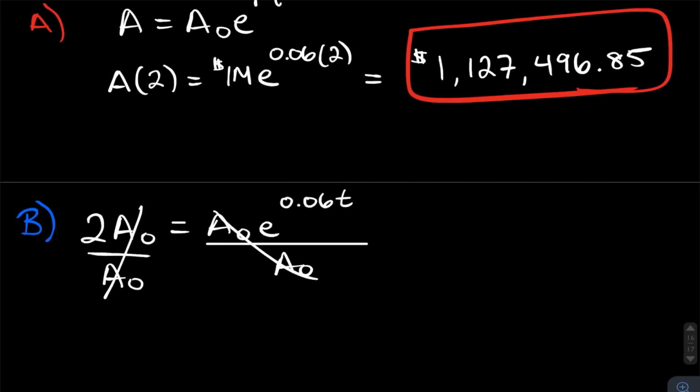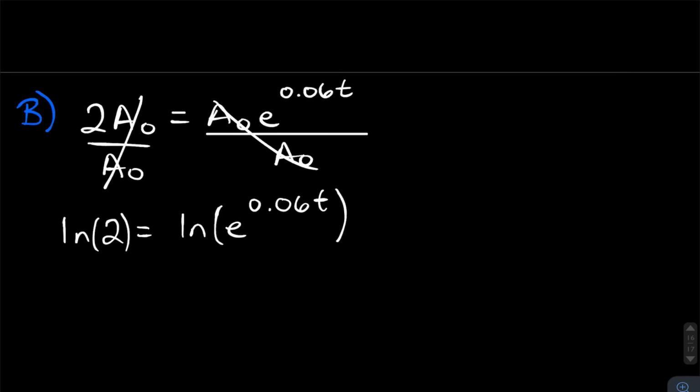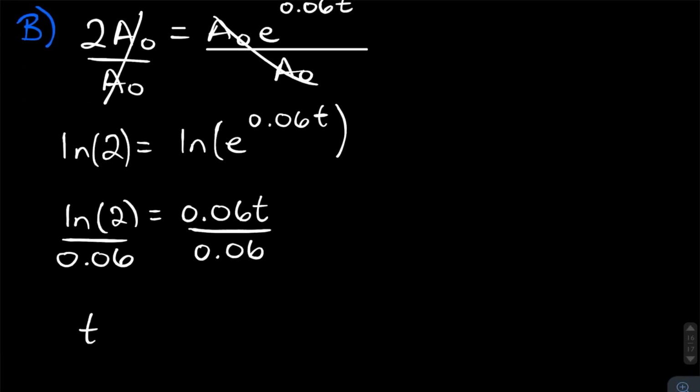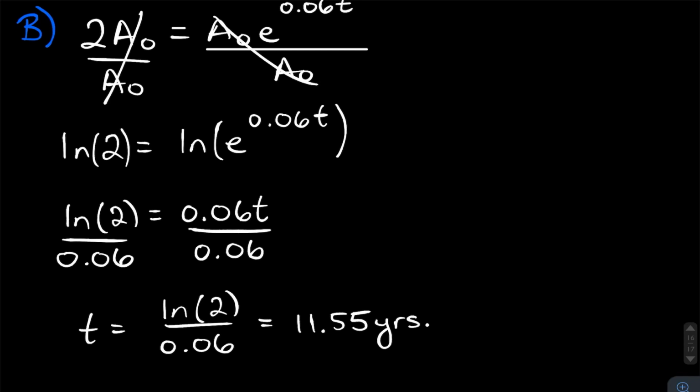And when we do that, we get that 2 is equal to e to the 0.06t. To solve this equation, we can take a natural log on both sides. And we get natural log of 2 is equal to 0.06 times t. Divide by 0.06 on both sides to solve for t. We get that t is equal to natural log of 2 over 0.06. And that right there is 11.55 years. I feel like I was writing way too fast there, so hopefully I wasn't going too fast for you. But that is the time it would take us to double our money.